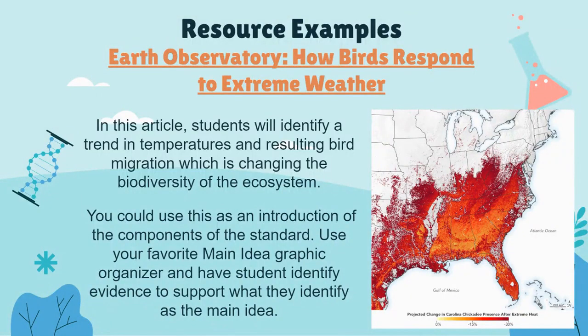The third and final resource example that we're going to share is the Earth Observatory article How Birds Respond to Extreme Weather. So you could use this as an introduction of the components of the standard. You could use it as a homework activity. You could create some guided questions or use your favorite main idea graphic organizer that would help students identify and explain what the patterns are, what the trends are, what's happening with the data. But essentially, students are going to look at the temperature and the resulting bird migration, which is changing the biodiversity of that ecosystem.